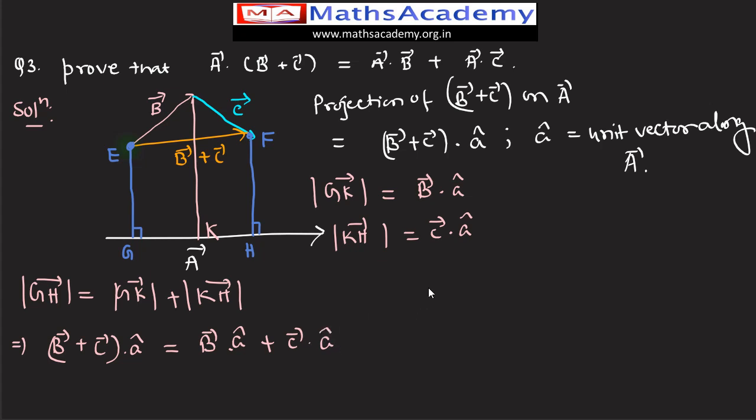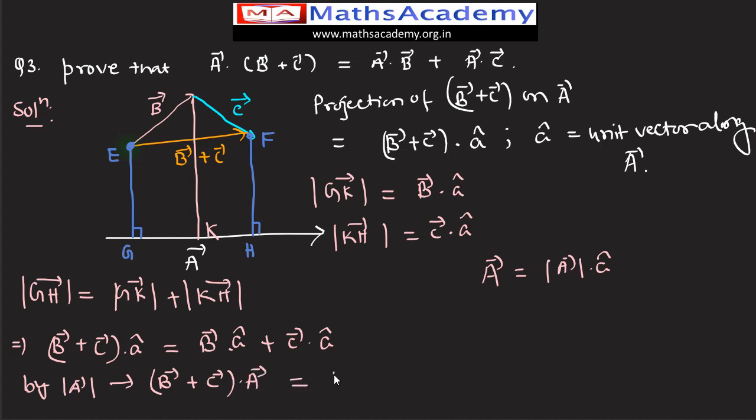If I replace the A cap by A vector, it will be what? We know that A vector is nothing but the magnitude of the vector A multiplied with A cap. So if I multiply both sides by mod of A vector, then it will be B vector plus C vector, then product of mod of A with A cap, which is nothing but A vector, which is the same as B vector dot A vector plus C vector dot A vector.